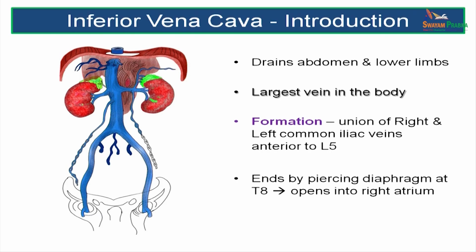Let us start with the inferior vena cava. Now we have completed with the abdominal aorta, which is the first part of our topic today. Let us proceed with studying the various aspects of the inferior vena cava.